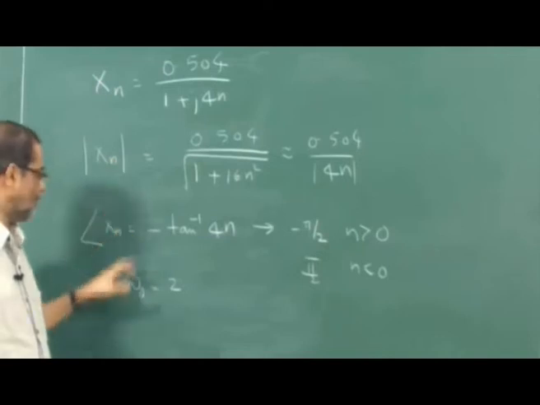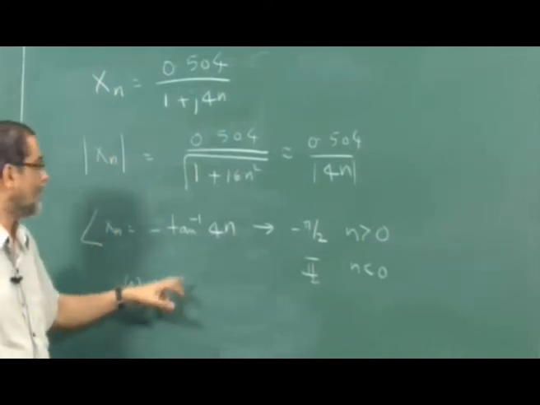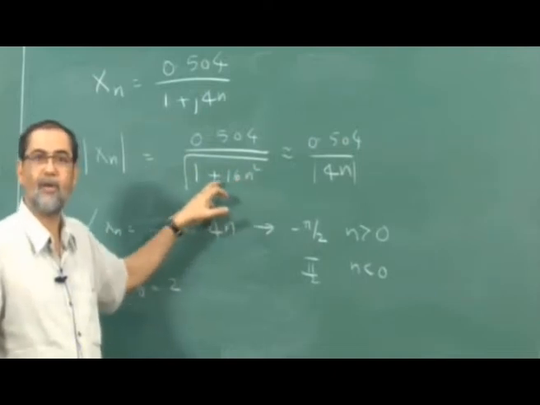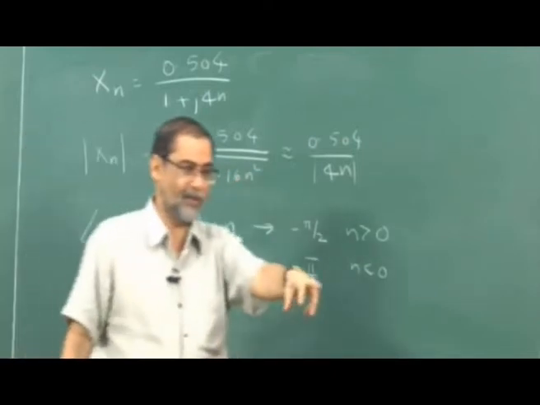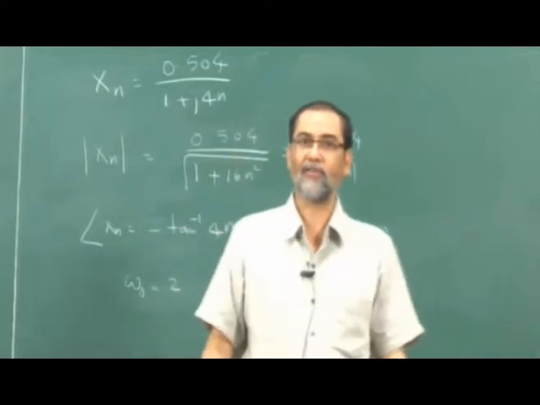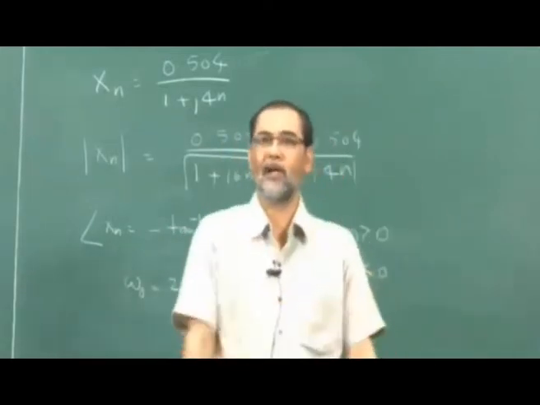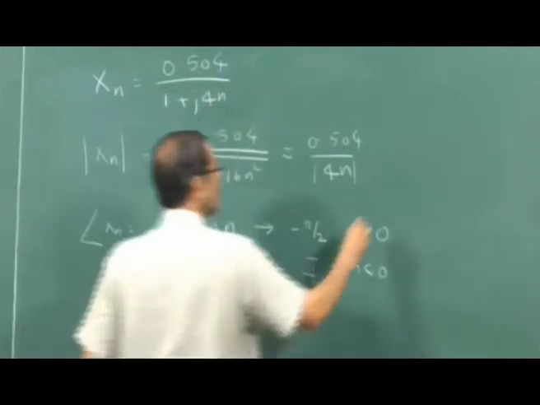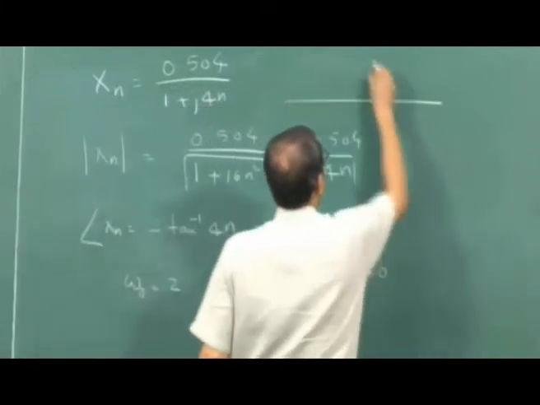N equal to 2, frequency will be 4 radians per second. So n equal to 2 will be 2 squared is 4, so it is 64. So under root 65. So you see that I have there under root 65, 0.504, and the same value repeats at n equal to minus 2. So you can go on sketching the magnitude.